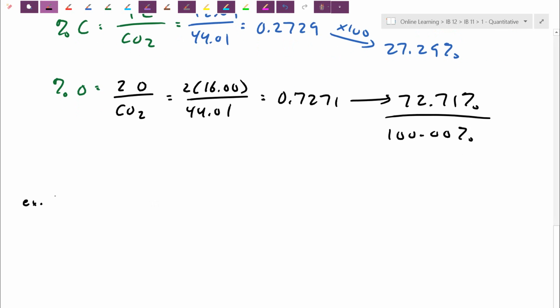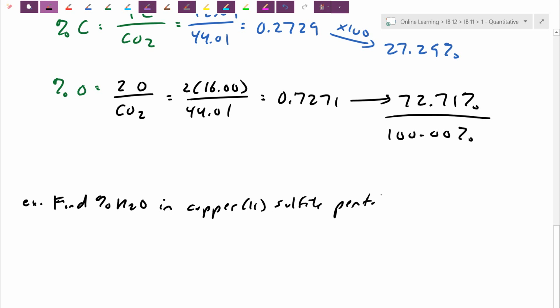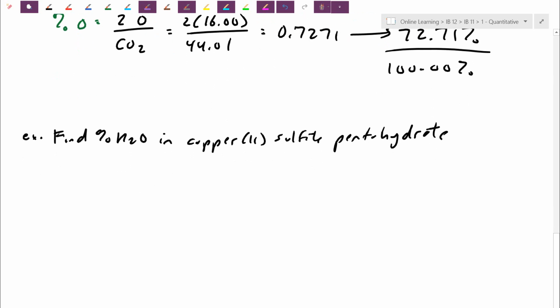Let's go to our friend. Find the percentage water in copper(II) sulfate pentahydrate. Hopefully we'll get a chance to actually use this chemical in the lab. It's a nice blue color, right? So, copper(II) sulfate pentahydrate.